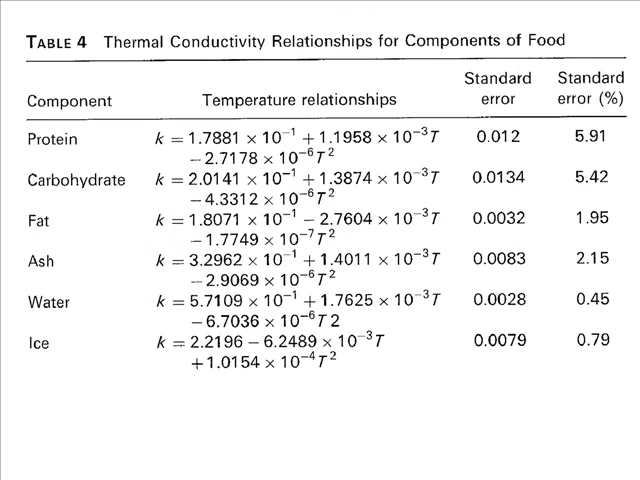Here we see thermal conductivity relationships for components of food. The components again are protein, carbohydrate, fat, ash, water, and ice. And you can see that there are temperature relationships between the thermal conductivity and the temperature.